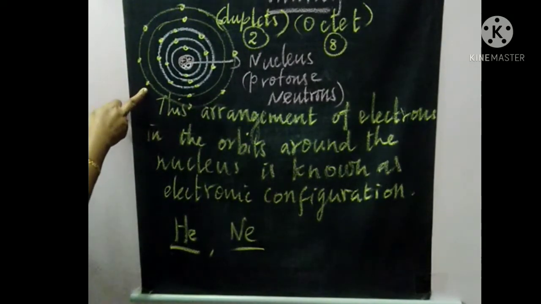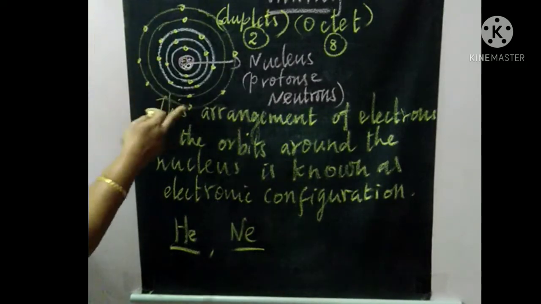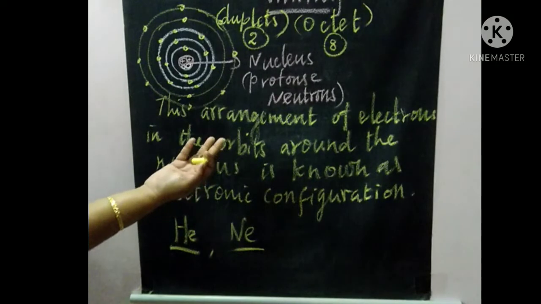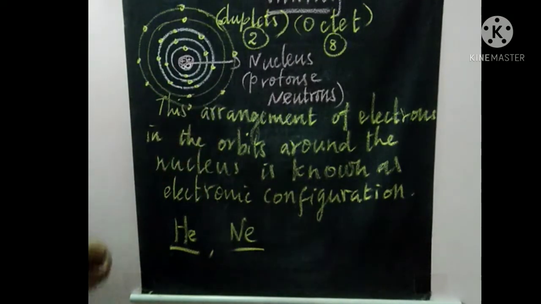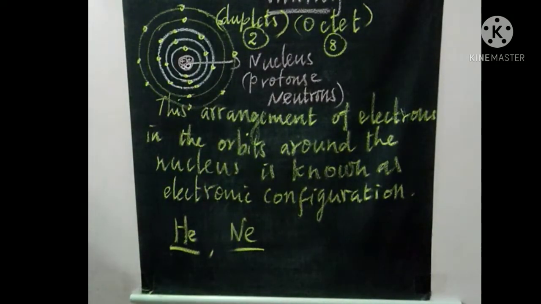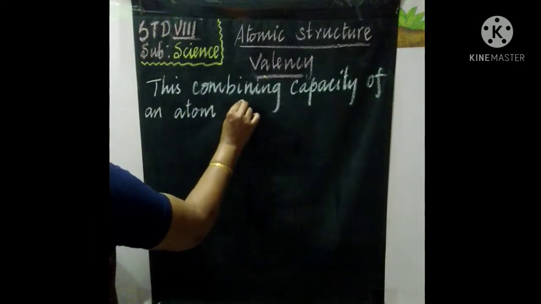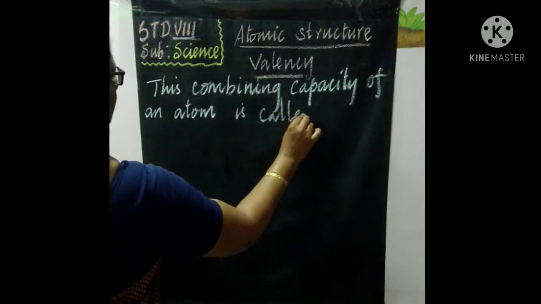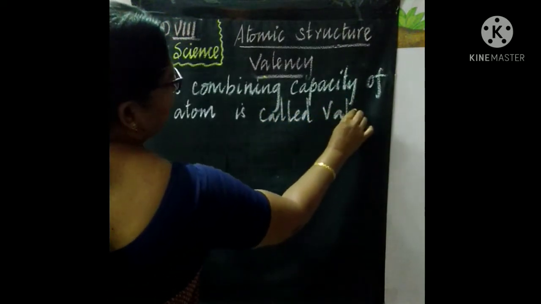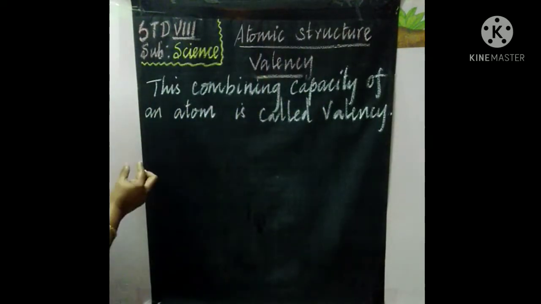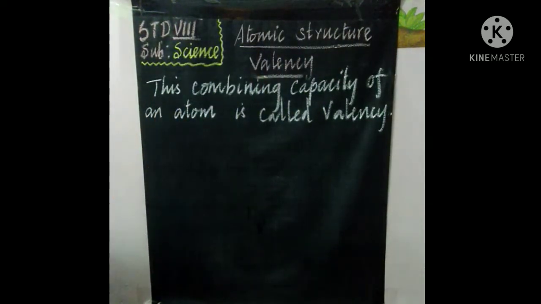The number of electrons present in the outermost orbit helps the element to combine with another atom in a chemical reaction. So this combining capacity of an atom is called valency.